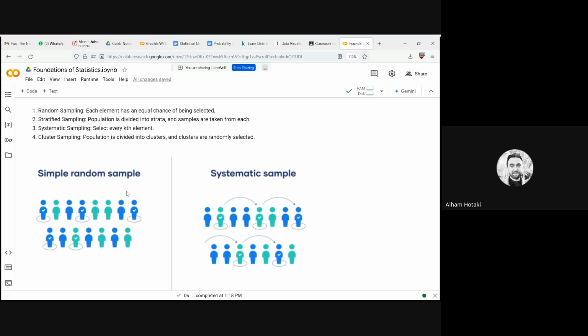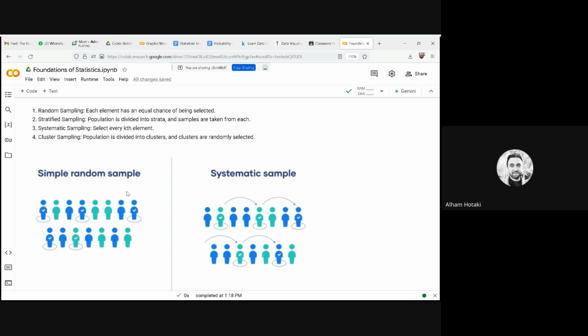So the probability in this case is equal for each person. It is like rolling a die. When rolling a die, the probability of each number appearing is equal, 1 by 6. So this is how random sampling actually works. This is called random sampling.